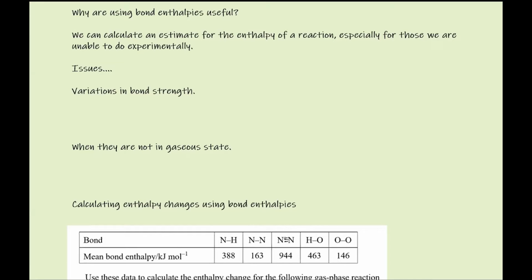However, there are issues. There are really quite some serious issues with it that we must consider, and something that you may be asked about in the exam. So the issue is the variation of bond strength. Now, bond strength is important because the actual bond enthalpy or bond strength is affected by the environment it is in.